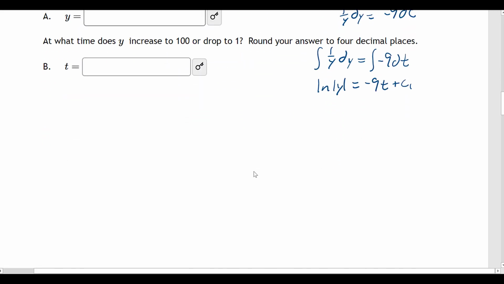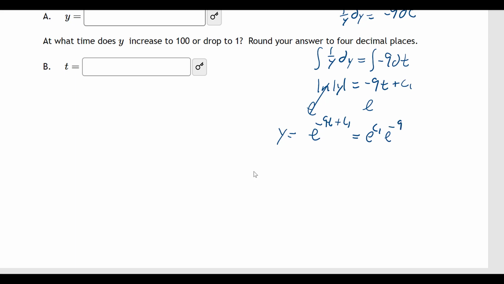To get this out of here, I'll say e to each side. So that cancels. It'll be y equals e to the negative 9t plus c1, which can be written as e to the c1 times e to the negative 9t. This e to the c1 is just a constant, so I'll call my new constant c, times e to the negative 9t. So we have the general solution of this differential equation.